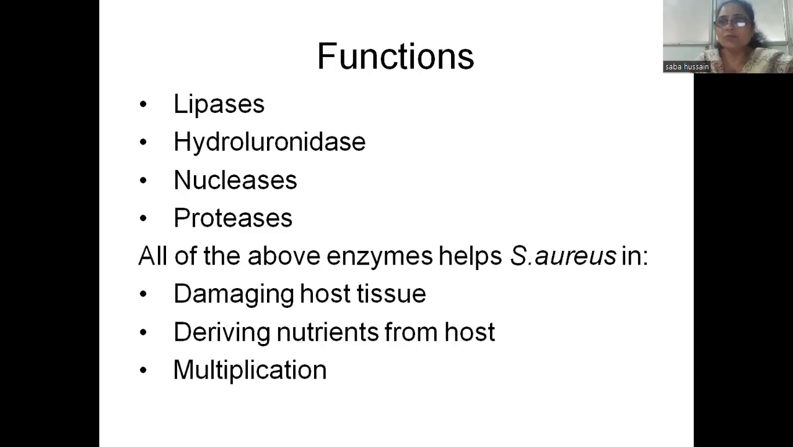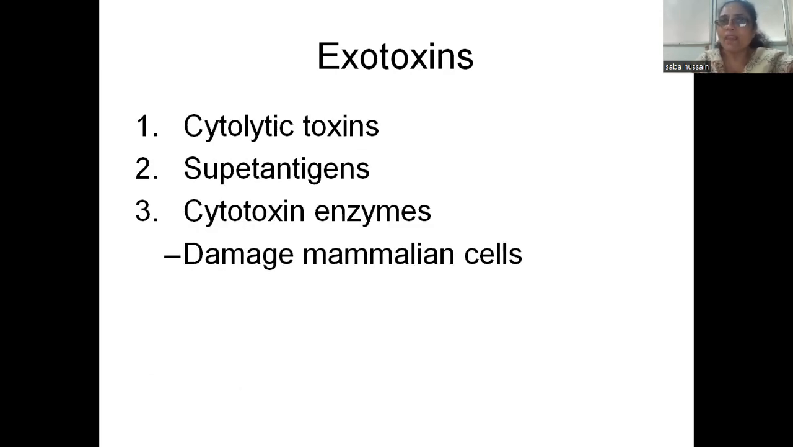Another type of exoenzymes are lipases, that I have already named, and as the name suggests, they will be using the zymogens of the host in particular cases, and all these enzymes will damage host tissue, derive nutrient from the host tissue, and will multiply and disseminate.